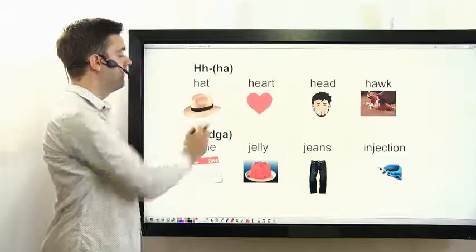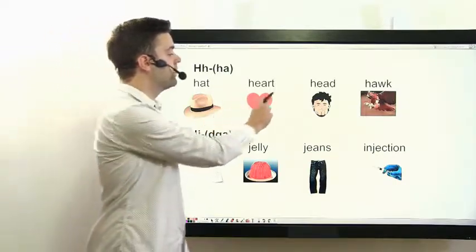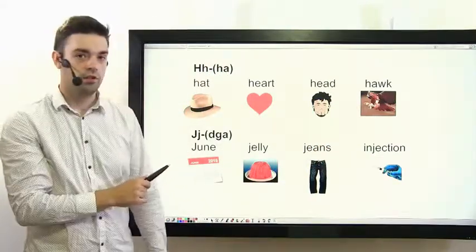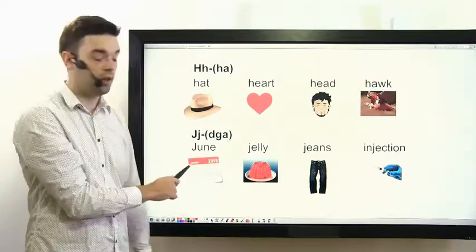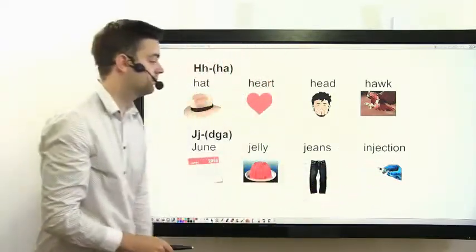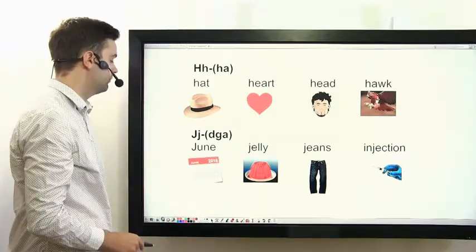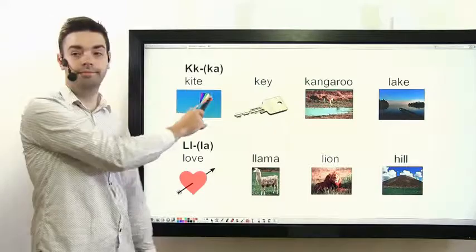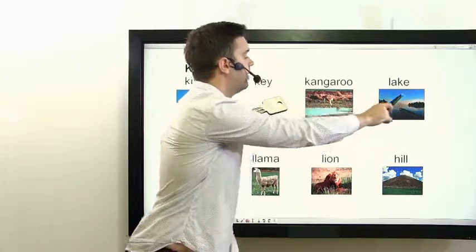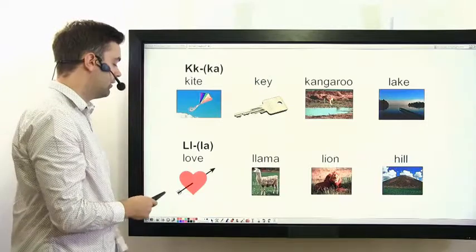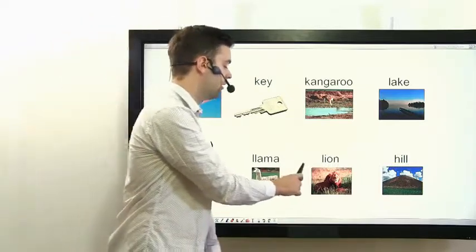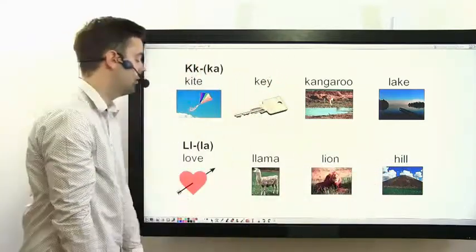H, hat, heart, head, hawk. J, so June, jelly, jeans, injection, J. K, kite, key, kangaroo, lake, K. L, love, llama, lion, hill, L.